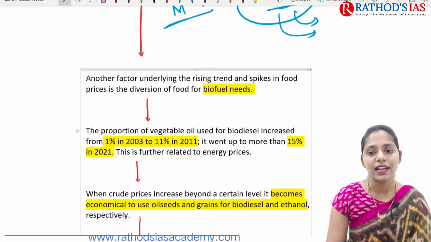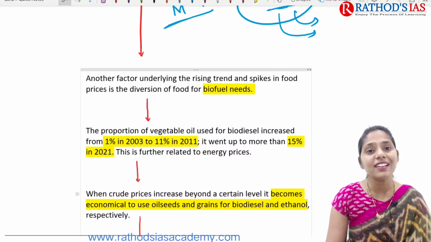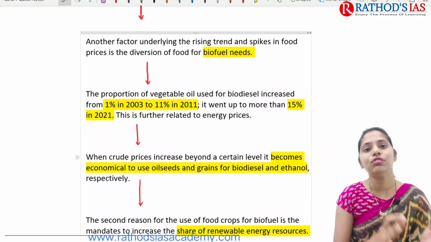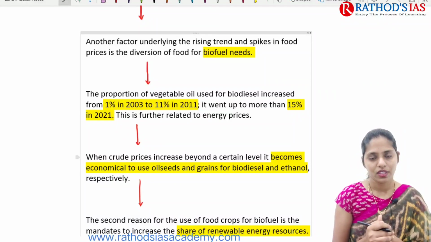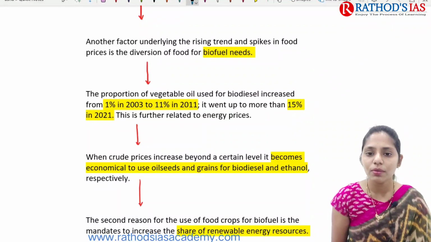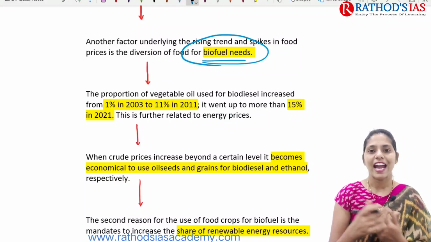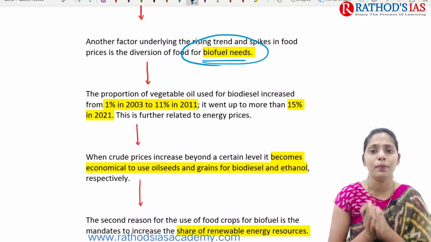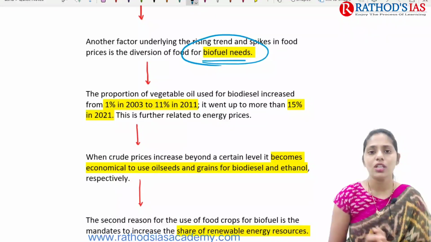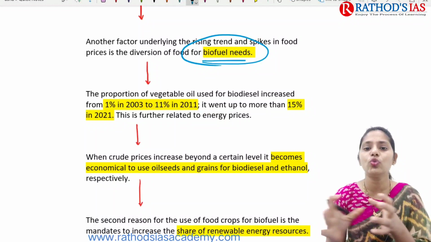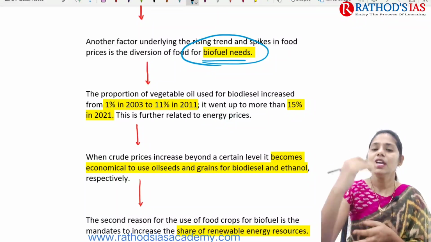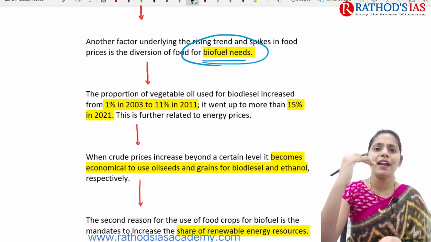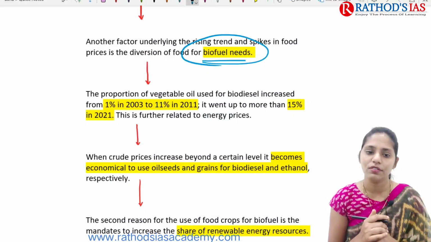Another factor that led to an increase in food prices in the market is that we are diverting our food for our biofuel needs. This is the second important reason. We are mainly focusing on biofuel, and recently India also said that we need to achieve the target of 20% ethanol blending in petrol. Whenever we divert our food towards biofuel, the supply of food in the market decreases, and when demand increases, that automatically leads to inflation.